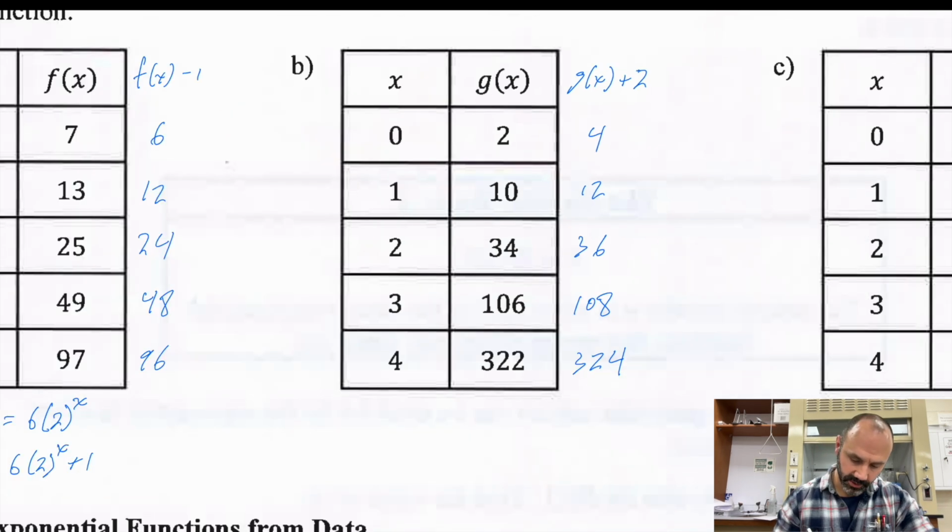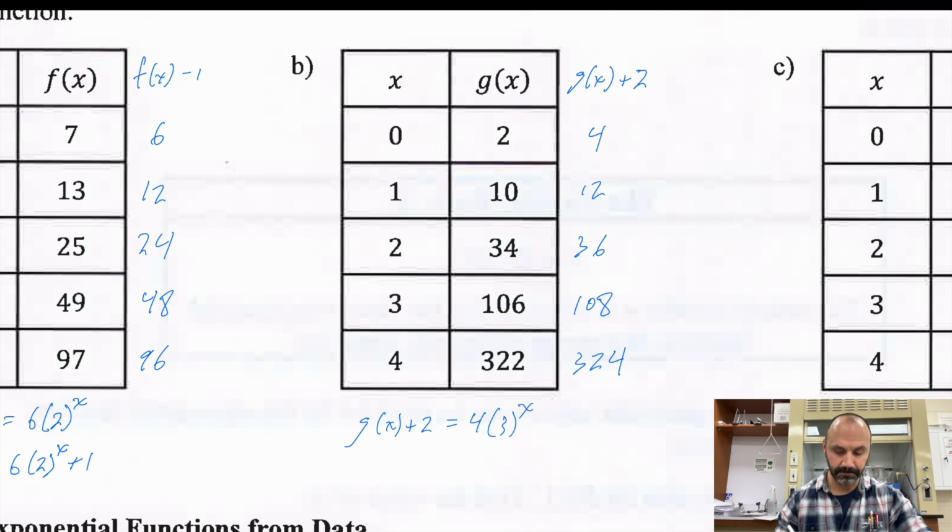And so g of x plus 2 equals 4 times 3 to the x power. That means that g of x is equal to 4 times 3 to the x power minus 2.